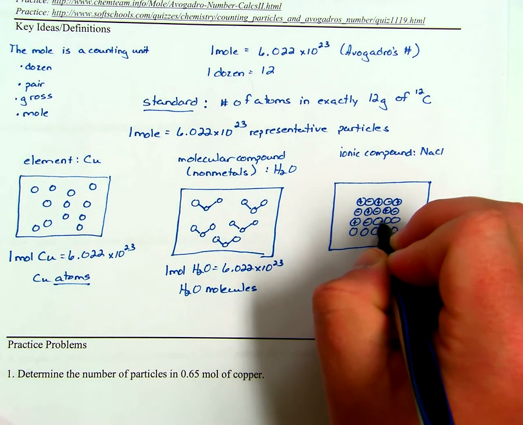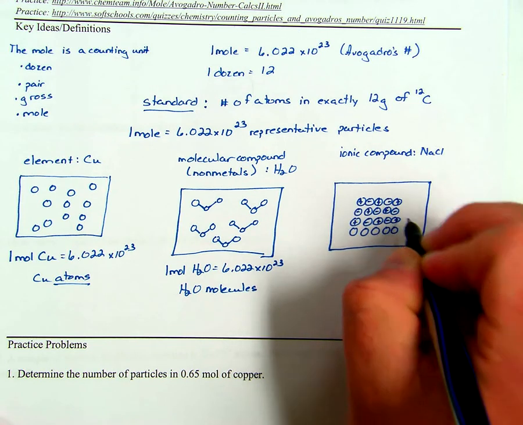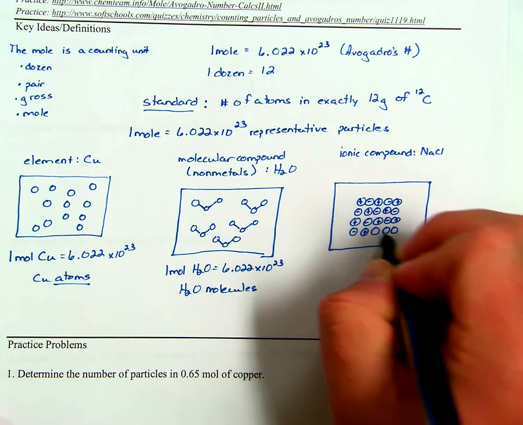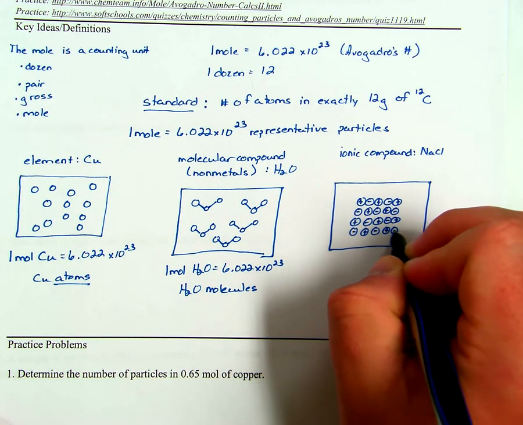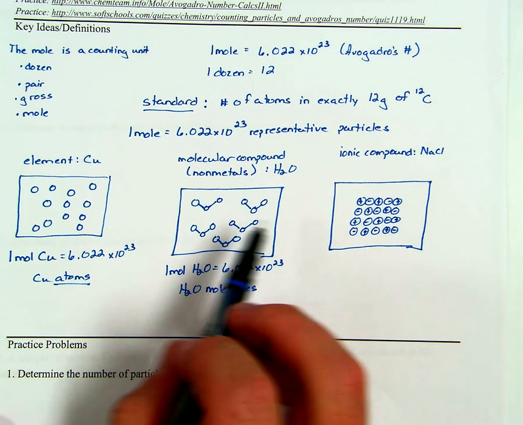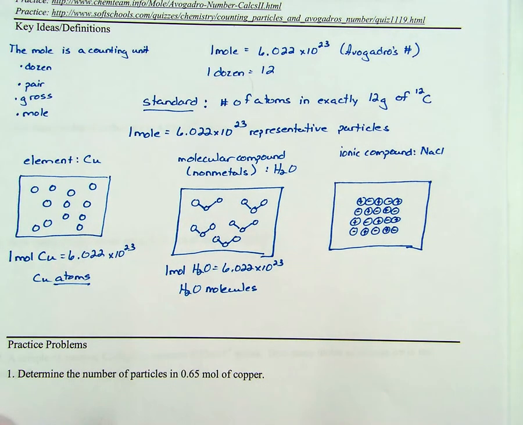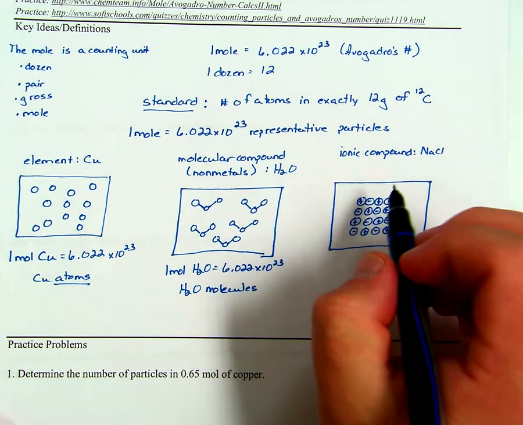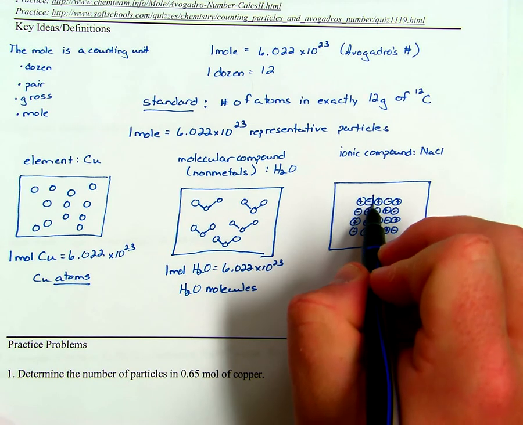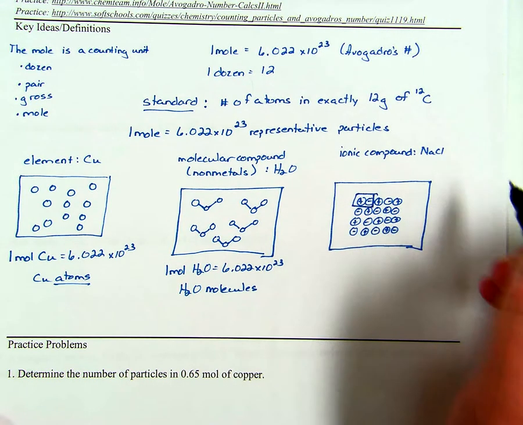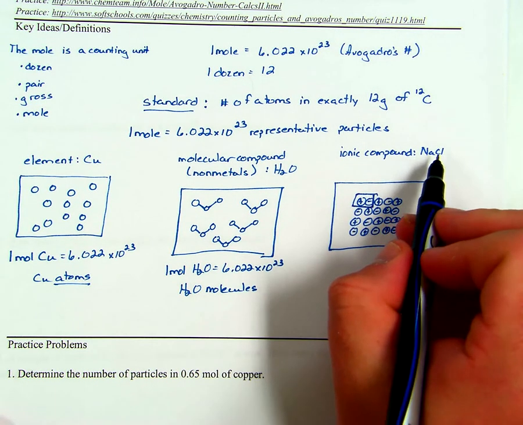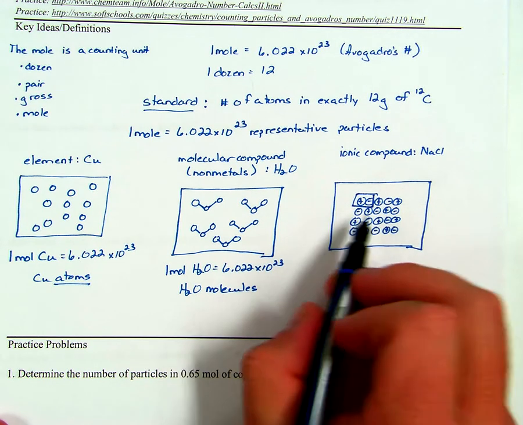When we talk about an ionic compound, there is no single unit like we have over here with a molecule or an atom. When we talk about an ionic compound and a mole of it, we just take one unit of the formula. Notice the formula for sodium chloride is NaCl. So a formula unit is one sodium ion and one chloride ion.